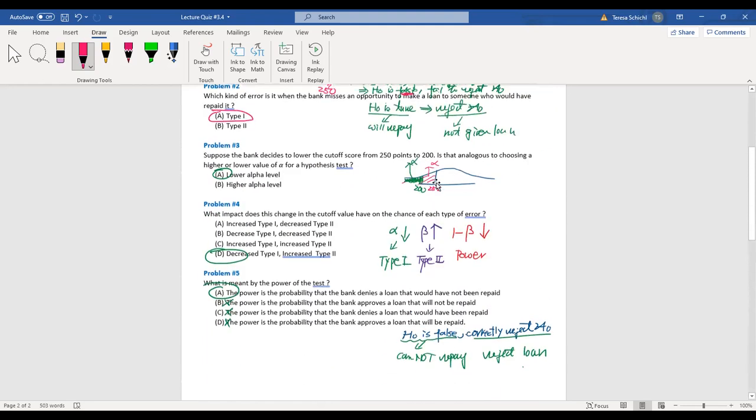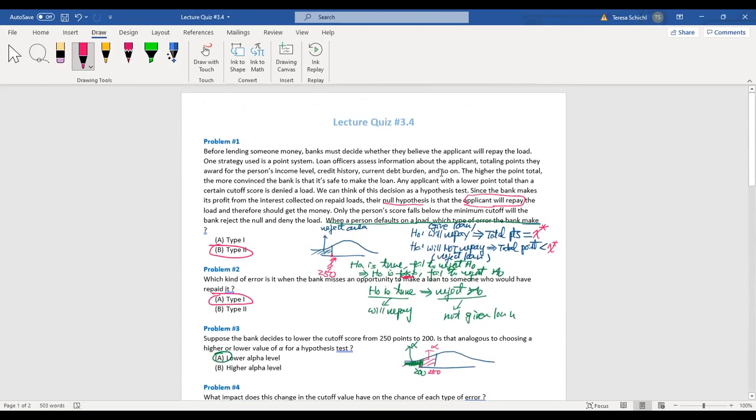Okay, so this is a quick quiz helper for quiz number 3.4, and quiz number 3.5 is very similar to this quiz. I hope this quiz helper can help you get a very good grade on quiz 3.5.